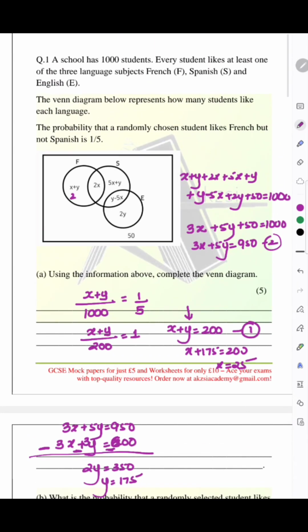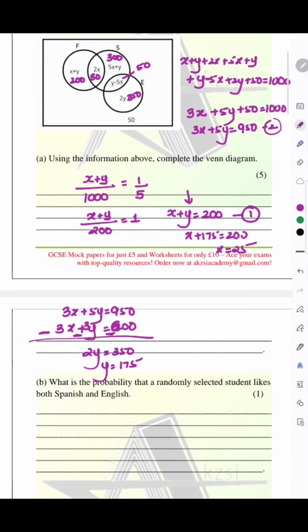Now it's very easy to fill all that up. x plus y, so this part is 200. 2 times x, which is 50. 5 times x, 125, plus 175, that is 300. This part, y minus 5 times 25, which is 50 here. And 2y is 350. So we fill this whole Venn diagram.